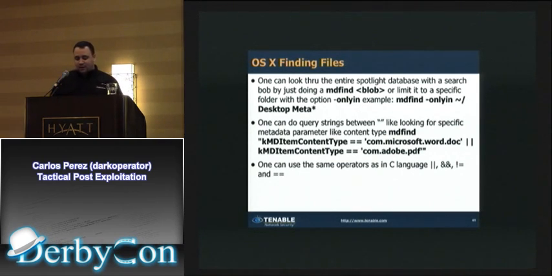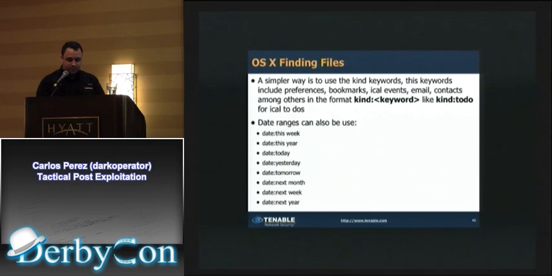I can also limit it to what path I want to search. Here you can see an example. As you can see, I can use several operators just like in the C language. I can search for content type only Word documents or content type PDF documents, and I can give it a regex to get more information. That way I'll only get the Word and the PDF documents. So I can use that to further my search.